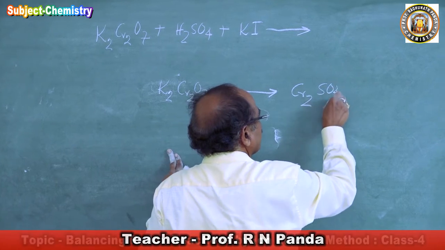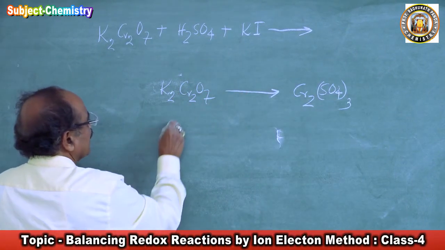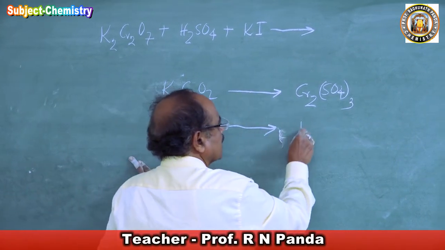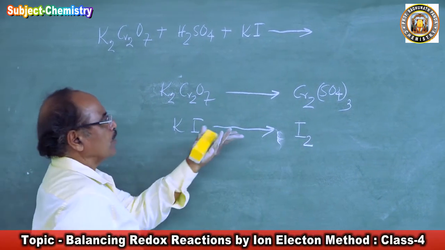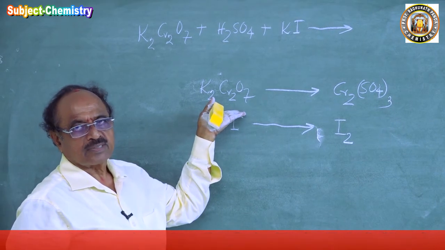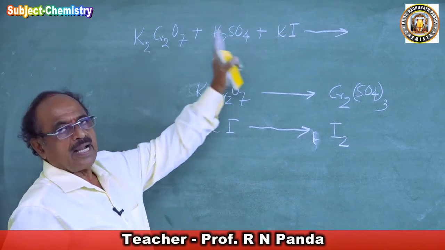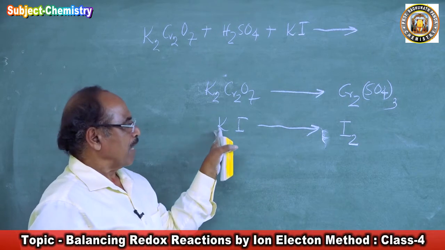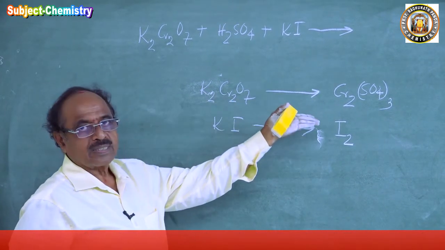Cr2(SO4)3. So we have done so many reactions. We got this equation for potassium dichromate and KI. Potassium dichromate will oxidize iodide to iodine. So this is how we ascertain the oxidized state and reduced state of the substances. Potassium dichromate is an oxidizing agent, and potassium iodide is a reducing agent. Potassium iodide will become iodine, and potassium dichromate will become chromic sulphate.